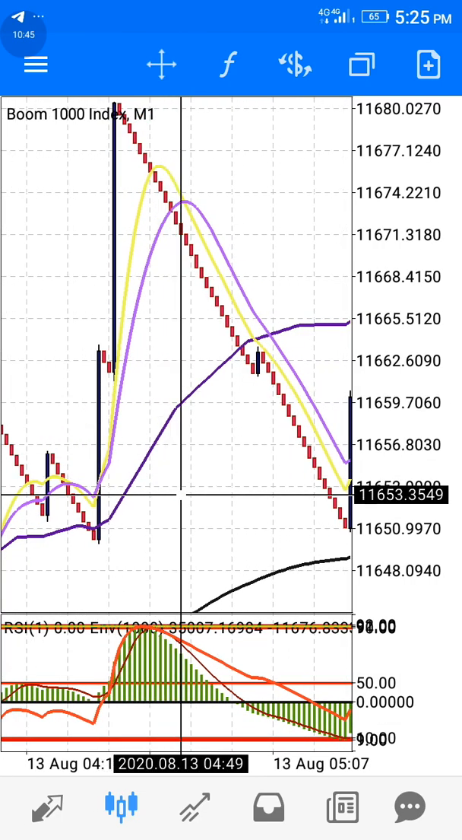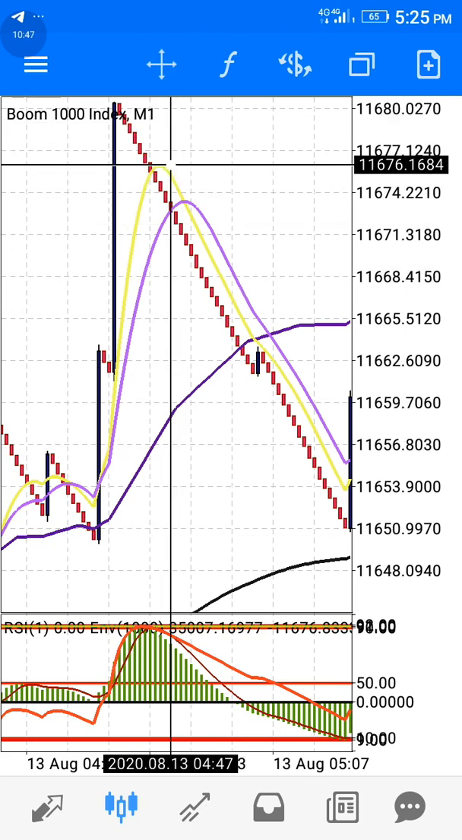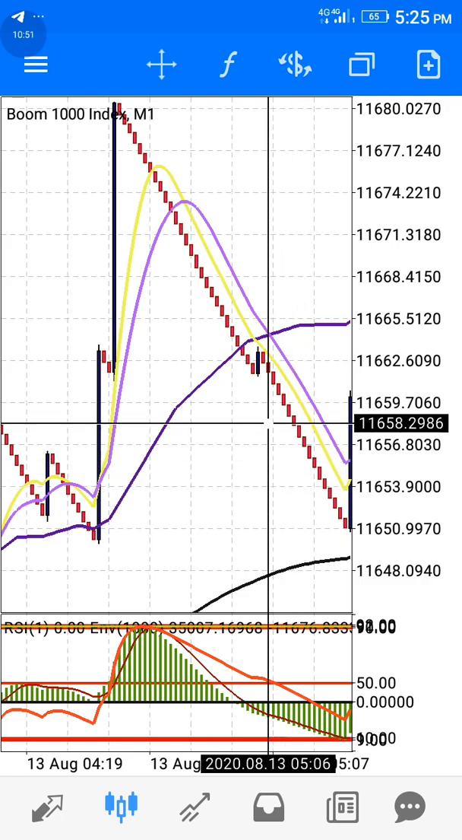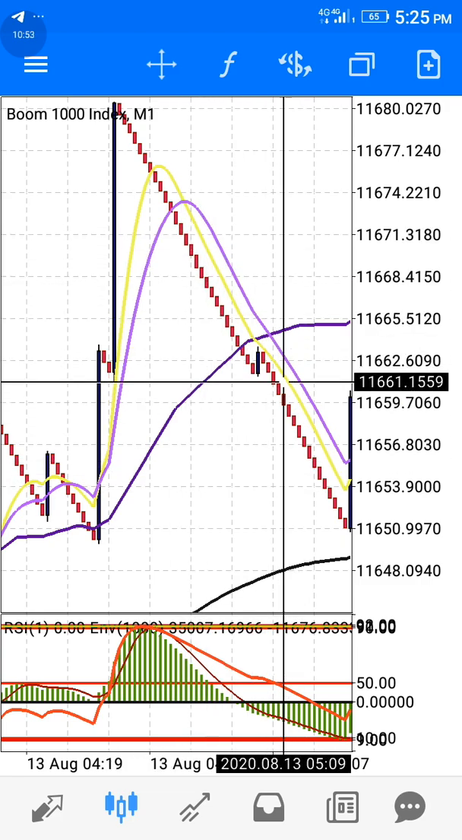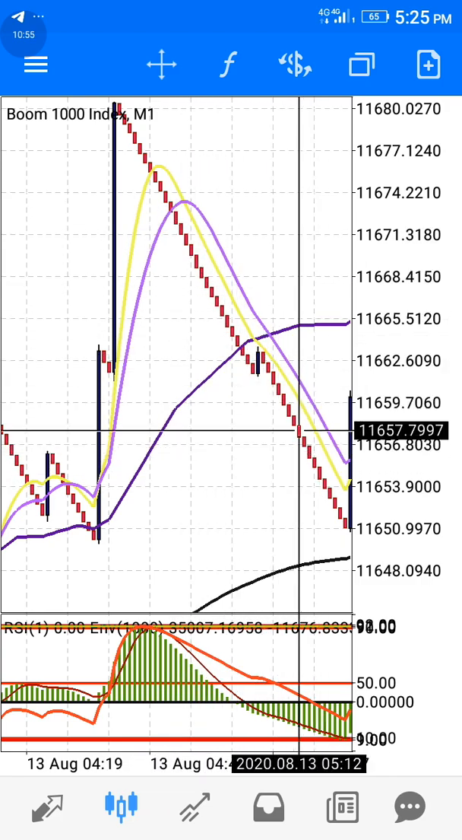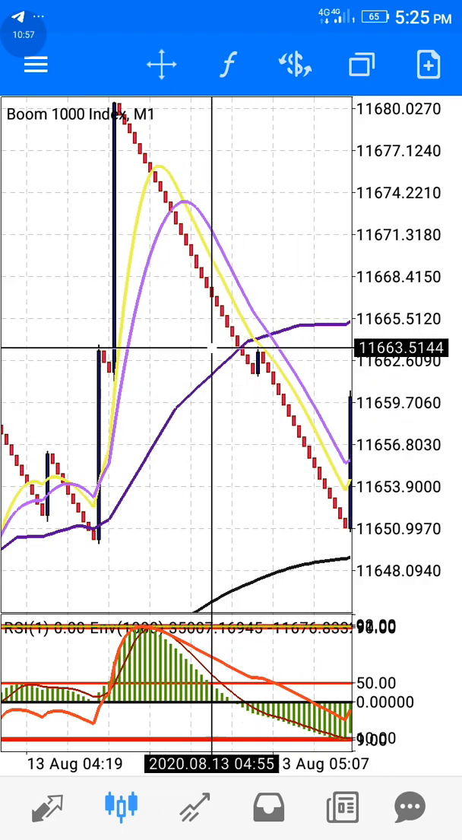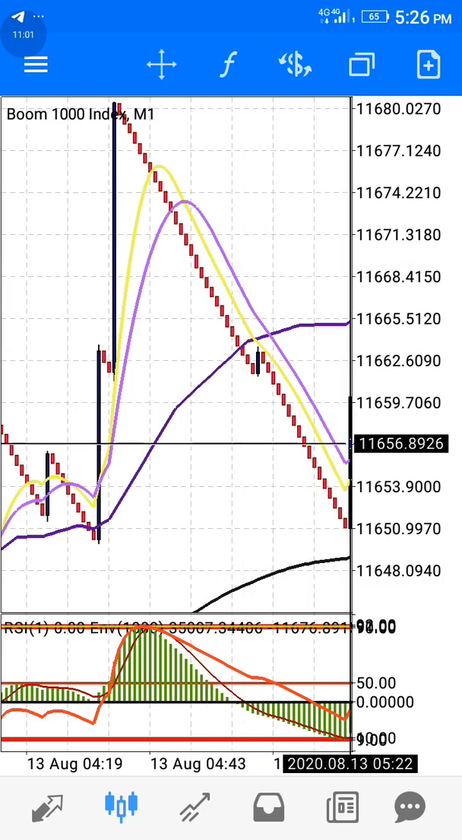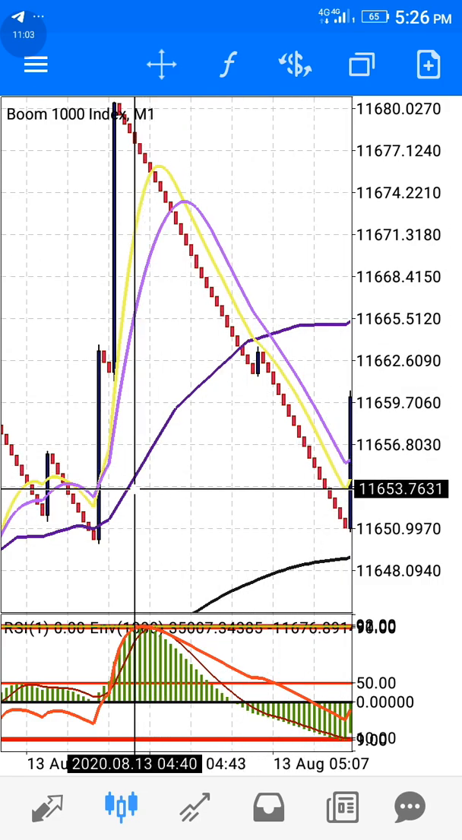Did you see it? This yellow moving average crossed this purple downward. This is what happened. The market sold. It sold for like 1 hour. This is a 1 minute candle. If you calculate all these candles, it will be like 30 to 40 candles or more from here to here. So it sold.